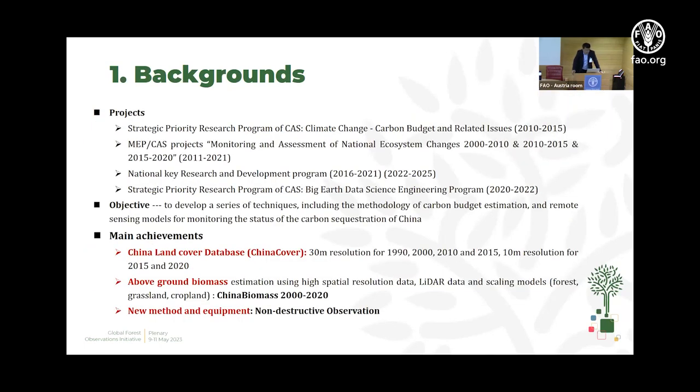So based on these problems, the Chinese government and Chinese Academy of Sciences have started many carbon-related projects. These projects aim to develop a series of techniques, including the methodology of carbon budget estimation and remote sensing models for monitoring the status of the carbon sequestration of China. And our team undertook several of them, and gained many achievements. Mainly includes the land cover database from 1990 to 2020, and the second one is above ground biomass estimation using high spatial resolution data, LiDAR data, and scaling models. And the third one I just mentioned is the new method and equipment.